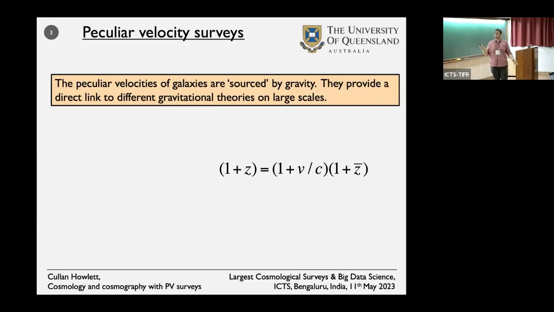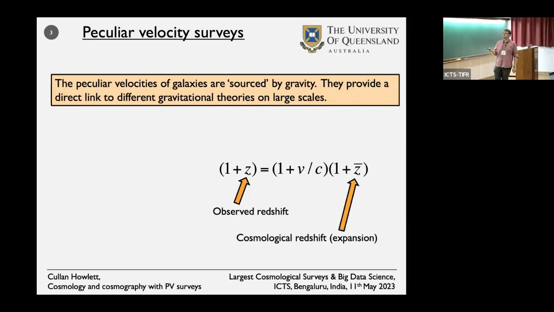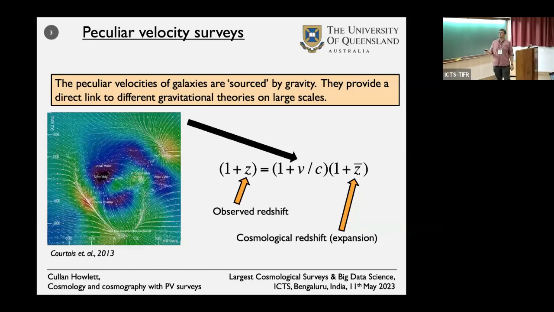This is just the equation for redshifts. And so typically when we observe a redshift, we have this thing on the left-hand side. There's a component here, which is the cosmological redshift due to the expansion of the universe. And then there's this term in here, which is the peculiar velocity due to the gravitational forces felt on the observed galaxies. And this is a map, for instance, of the gravitational forces in our local universe.